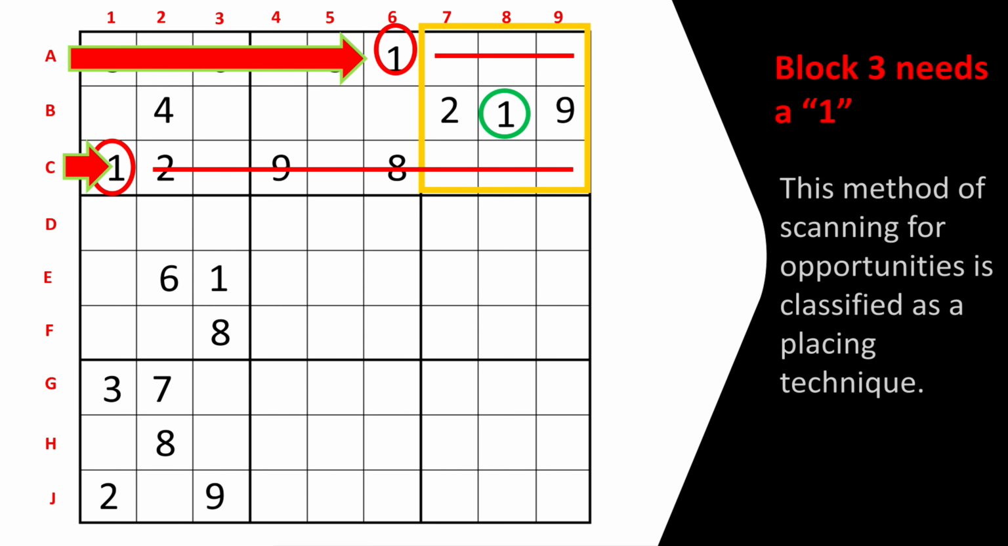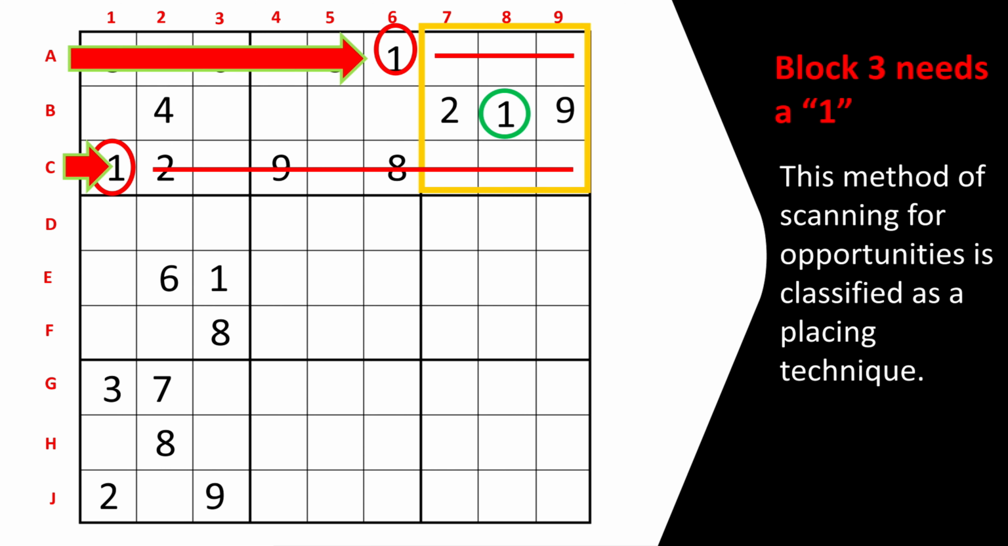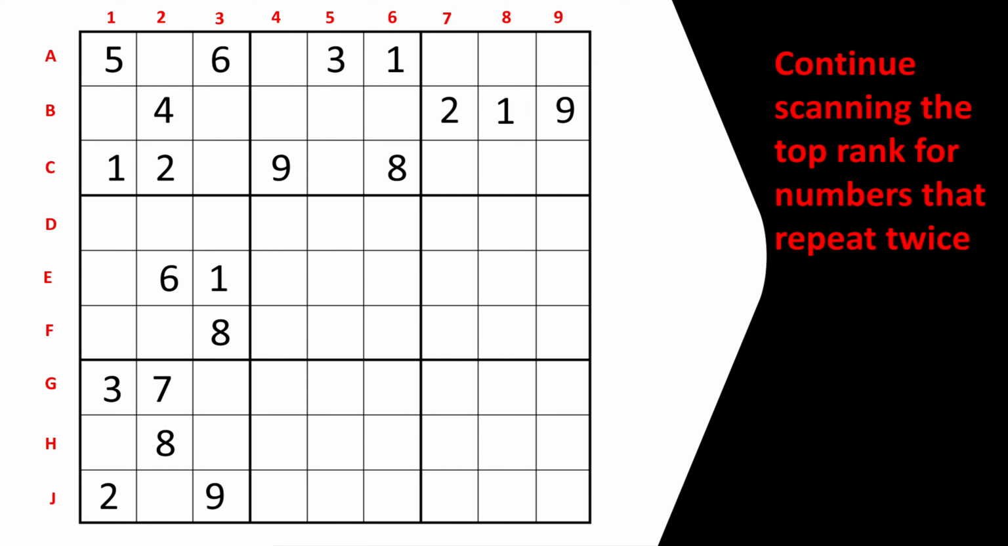In Sudoku, there are two main ways to solve puzzles, by either placing techniques or elimination techniques. This method of scanning for opportunities is classified as a placing technique. Okay, so we place the number 1. Let's look for more opportunities.